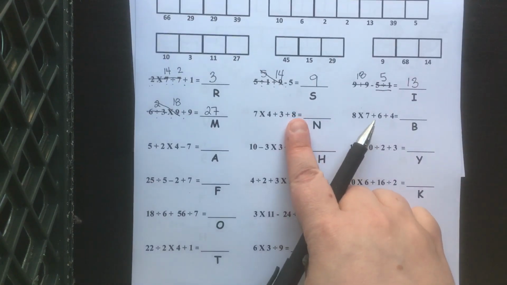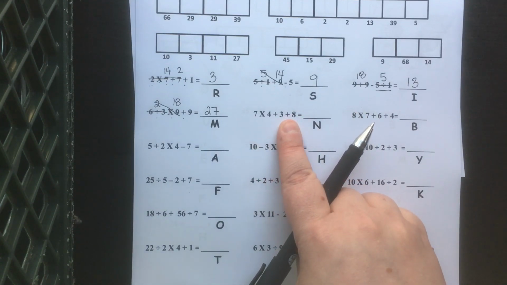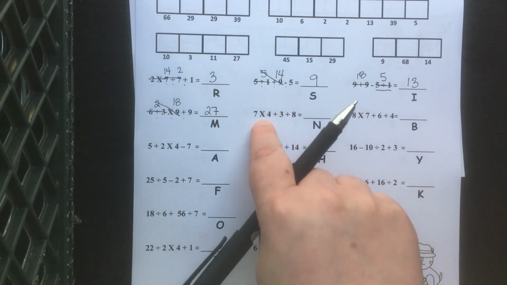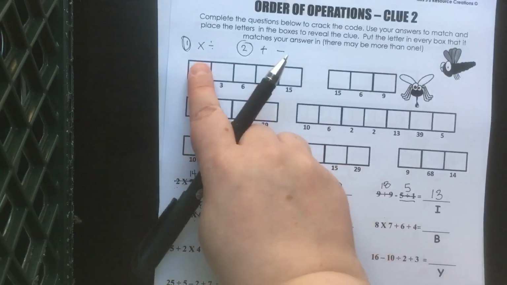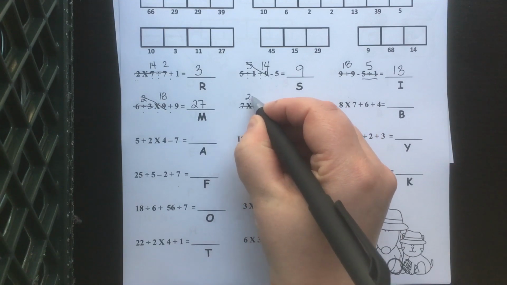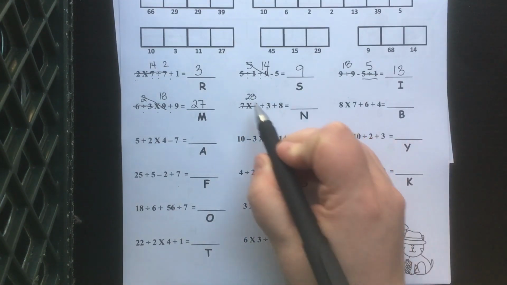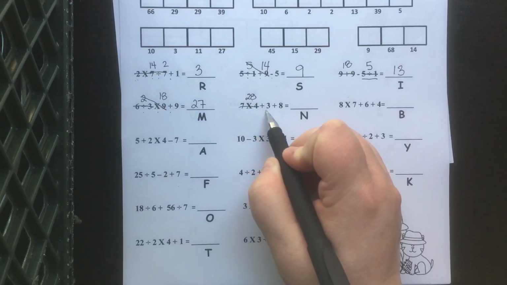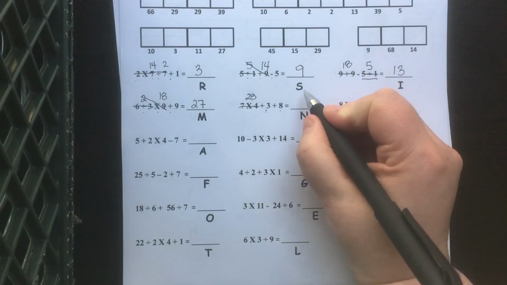All right, next. 7 times 4 plus 3 plus 8. We have multiplication, addition, addition. So we're going to do multiplication first. 7 times 4 is 28. Now we have 2 addition problems. 28 plus 3 is 31. 31 plus 8 is 39.